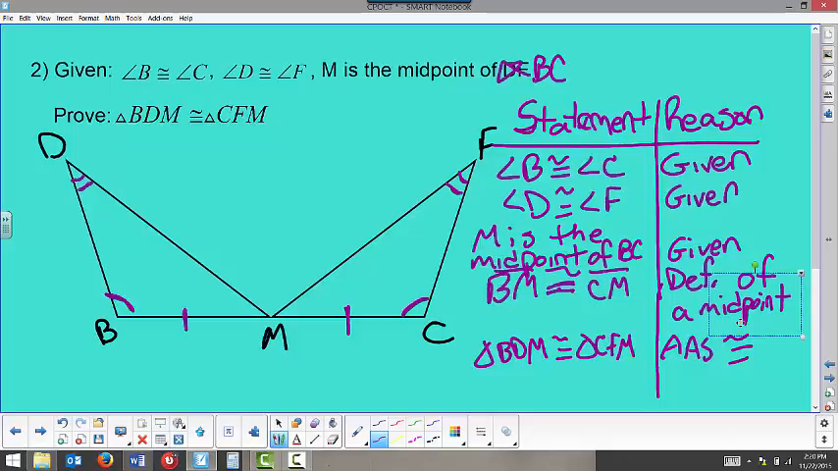That would be one way that I could write up that paragraph, and we've talked about this a lot. There's lots of different ways you could write up those sentences, but you can see your statement reason gives you the outline for what you're going to write in those sentences.